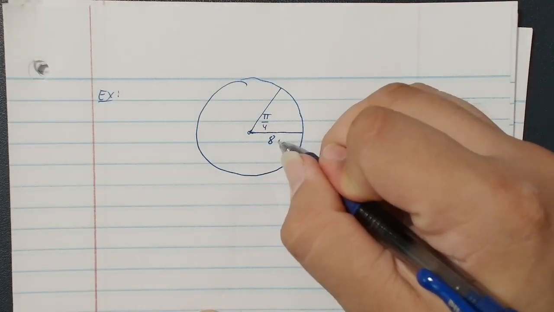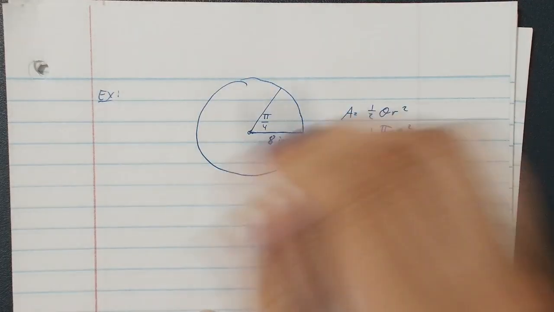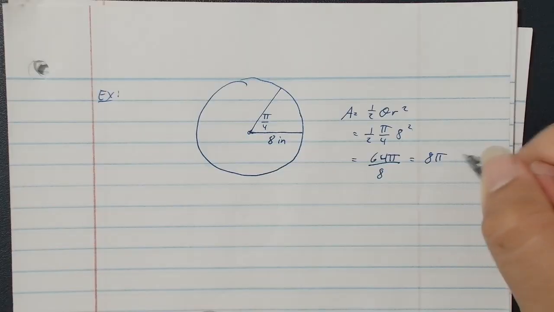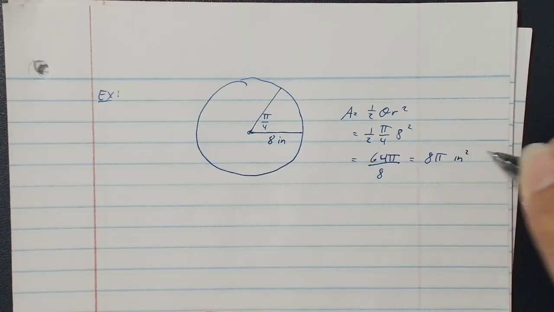Let me actually give a unit. Let's say this is in inches, like an 8-inch pizza. So this would be 8 pi square inches for our area.